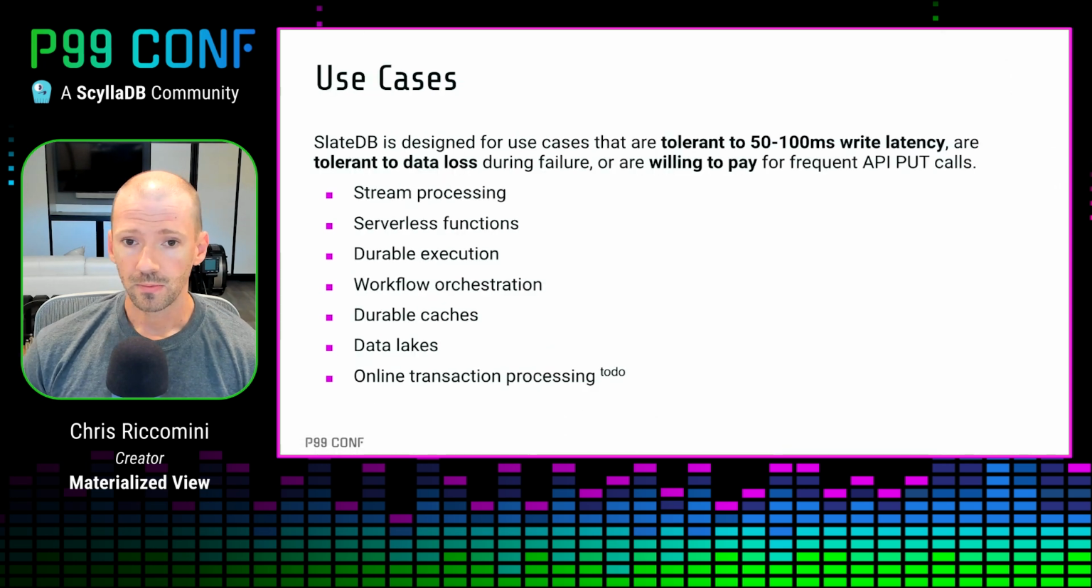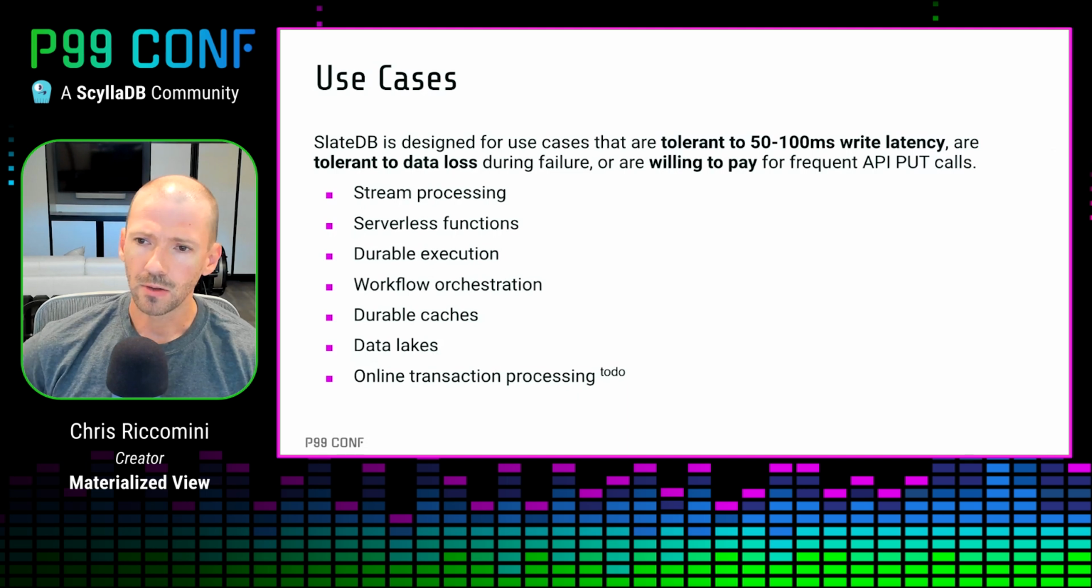On the use case front, right now we're pitching it for people that are willing to tolerate a little more latency, sort of in the 50 to 100 millisecond range. Alternatively, if you're willing to lose some data or are willing to pay for API puts, it's a good fit for that too. And I think these sort of loosely correlate to that tweet that I had showed earlier, where it's durability, cost, or latency, right?